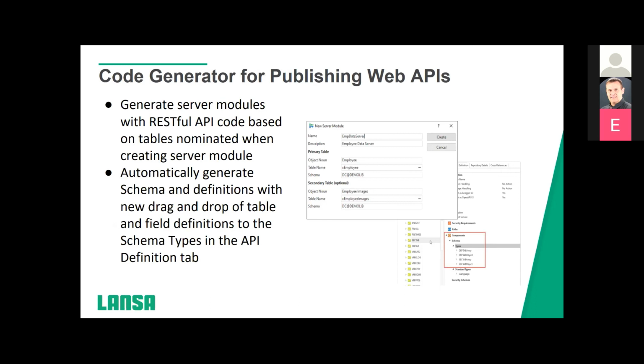Then you're going to automatically generate schema and definitions with drag and drop. You're simply going to drag and drop your table and field definitions over into your API. And so this publishing web APIs now becomes low code, becomes very simple.